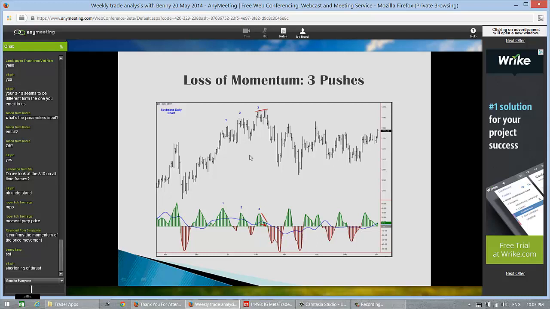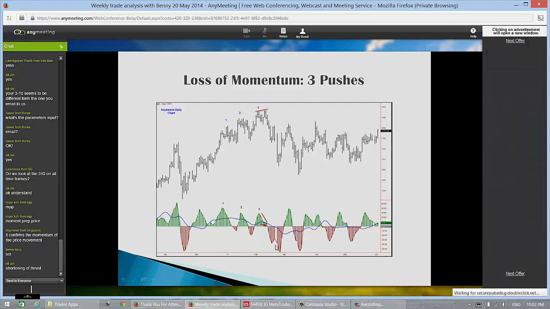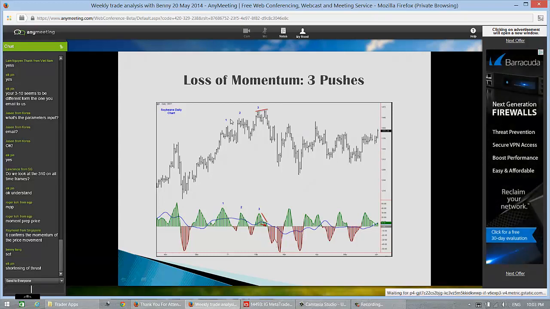counter trend trade. Look at the 310, and see after this loss of momentum, you see what happened to the price? You see this selling wave, and see the break of the trend line. Price retraced back up. Can you see that?